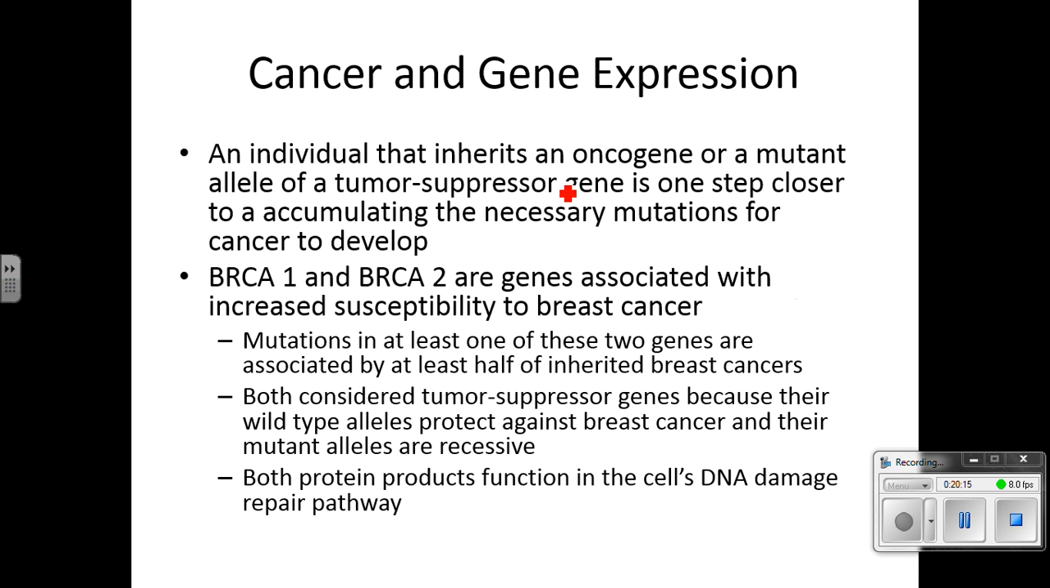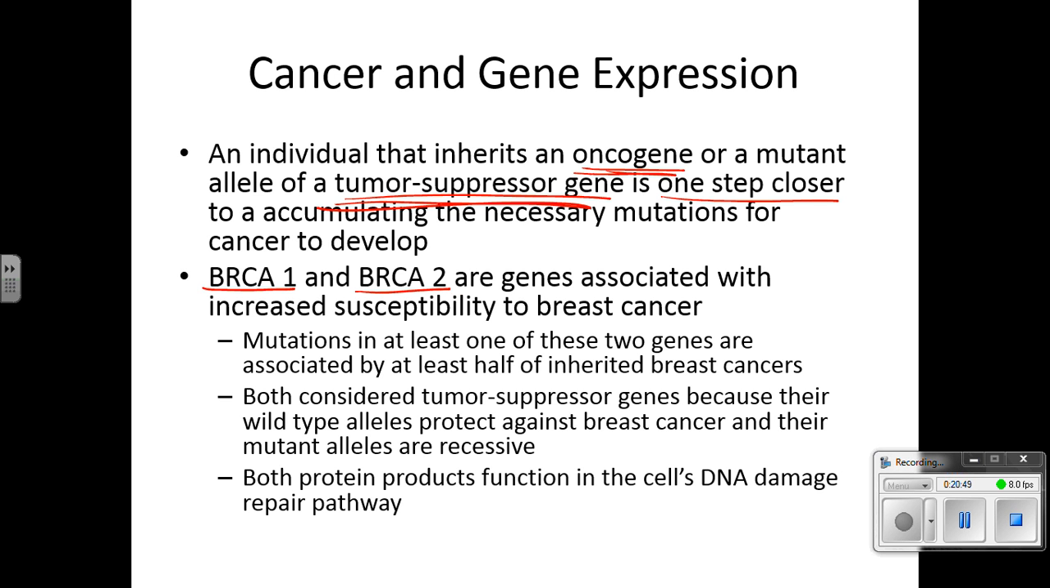An individual that inherits an oncogene or a mutant allele of a tumor suppressor gene is one step closer to accumulating the necessary mutations for cancer to develop. So just having an oncogene does not necessarily mean you will get cancer, or having a tumor suppressor gene does not necessarily mean you won't get cancer. It just means that if you have these oncogenes, or if you are losing or don't have the tumor suppressor gene, you're one step closer to developing cancer.